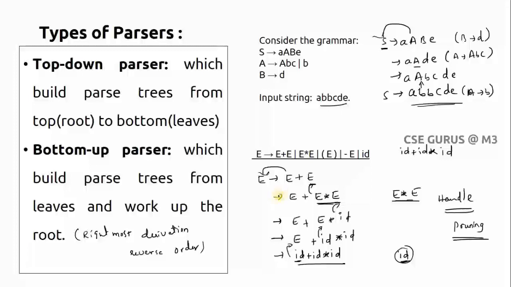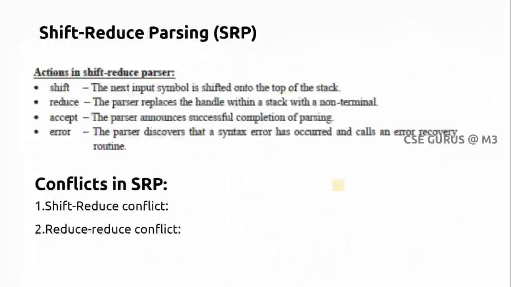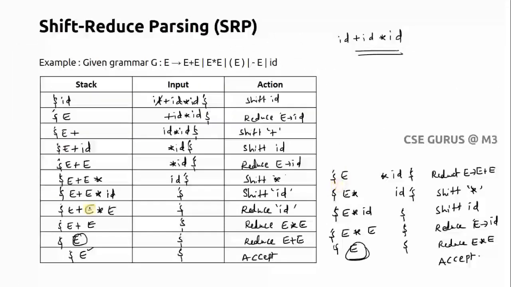Anyway, in the operator precedence also, if you consider addition and multiplication, which has to be taken first? Multiplication, no? Multiplication should be performed first. So in that case, I think this is the correct answer. E star E is to be reduced first, whereas this is wrong. But how can we know in shift reduce parsers? We don't know like this.